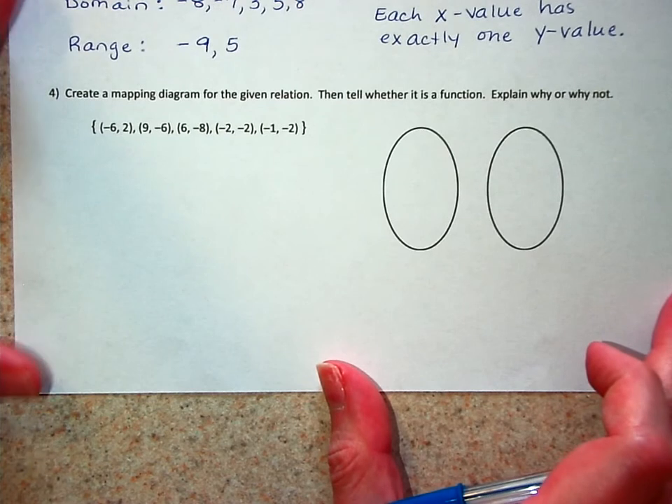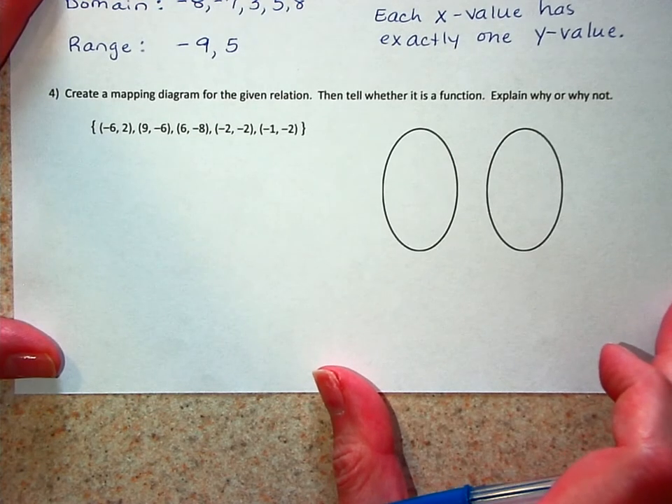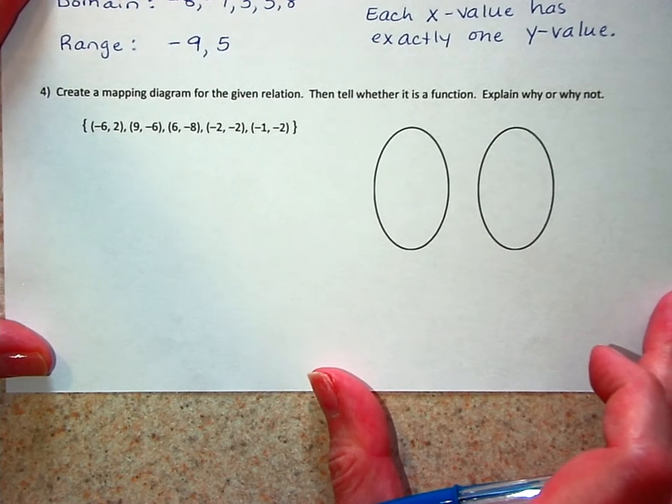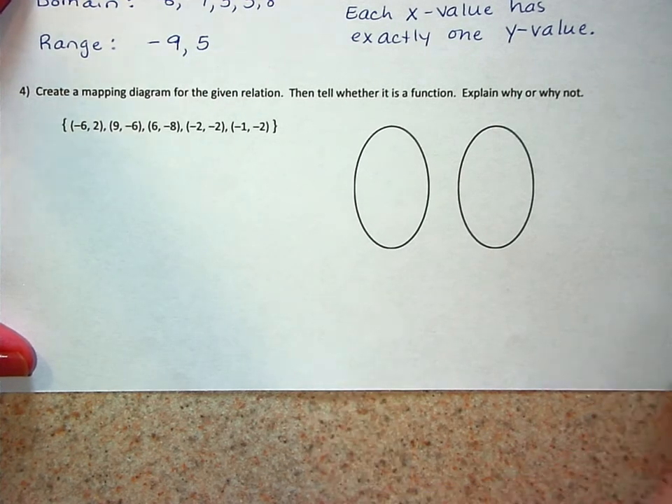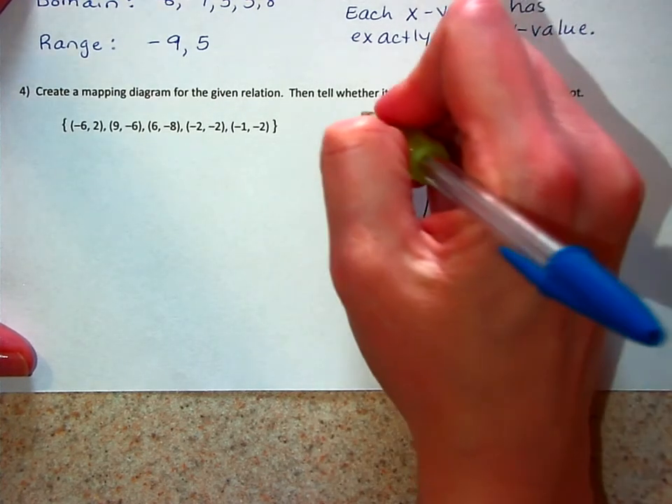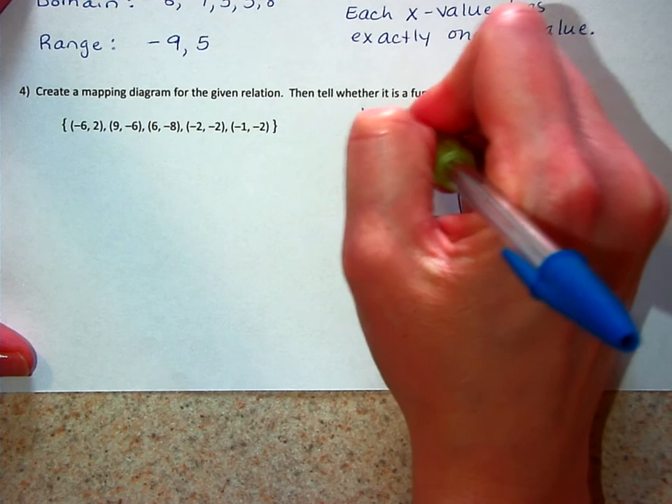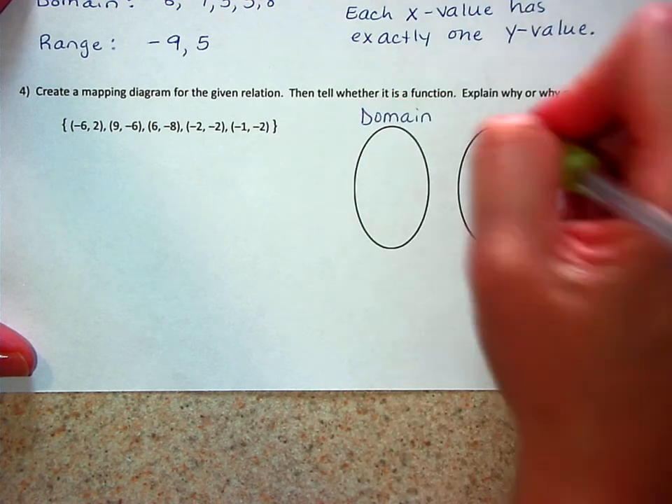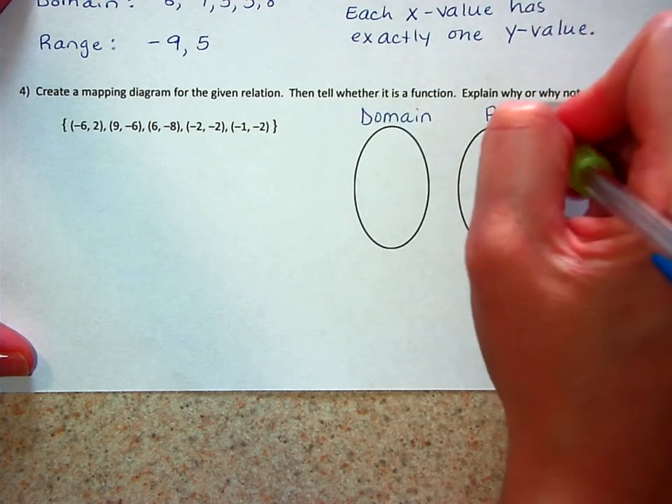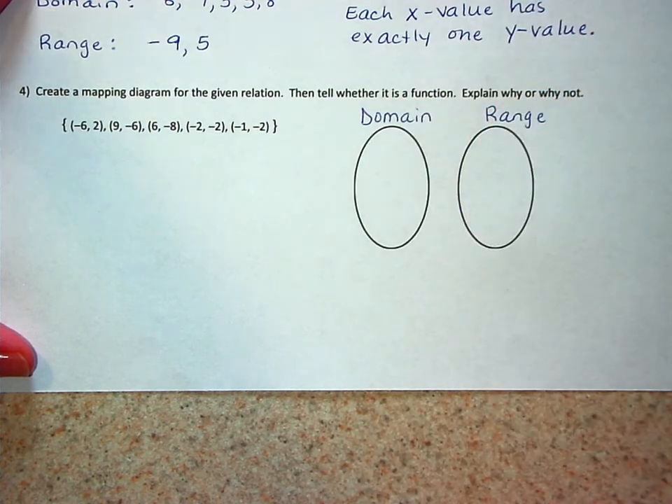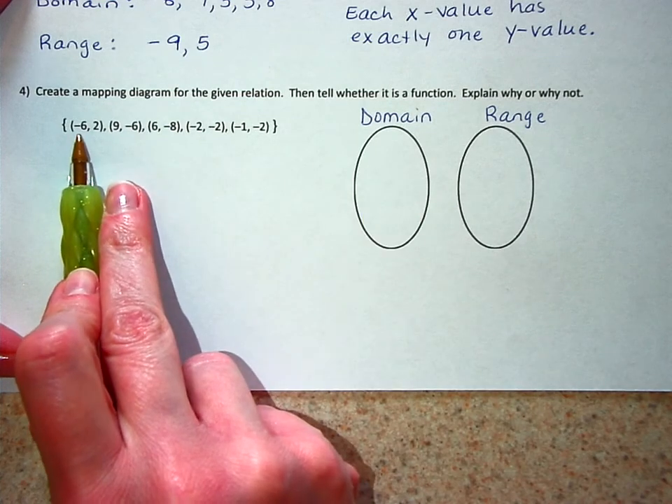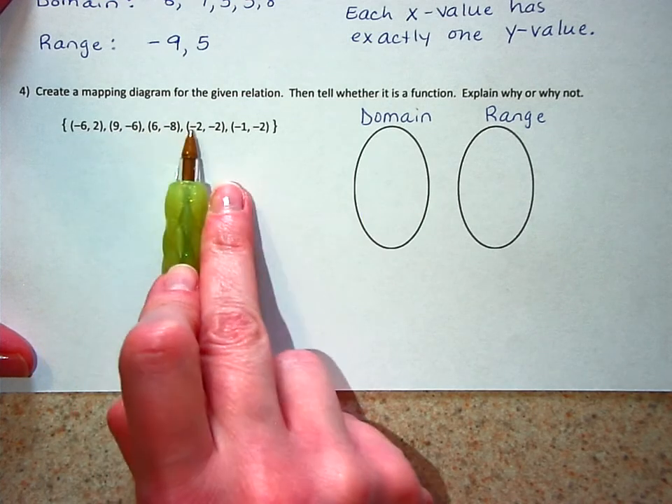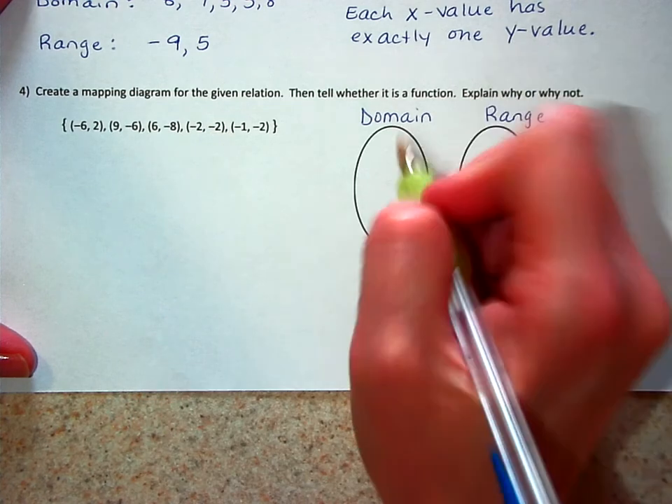Okay, and then number 4 here, create a mapping diagram for the given relation, then tell whether it is a function, explain why or why not. So the circle on the left, that would be your domain, and then the oval on the right, that would be your range. So in your domain, we would write our x values, -6, 9, 6, -2, -1.